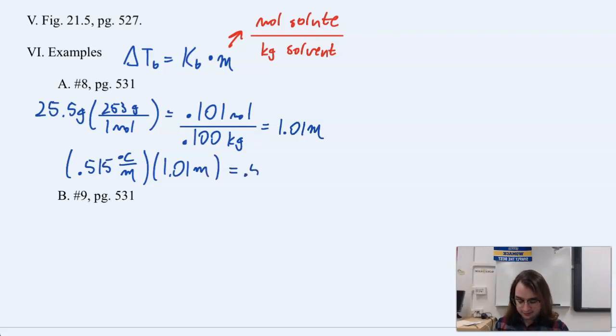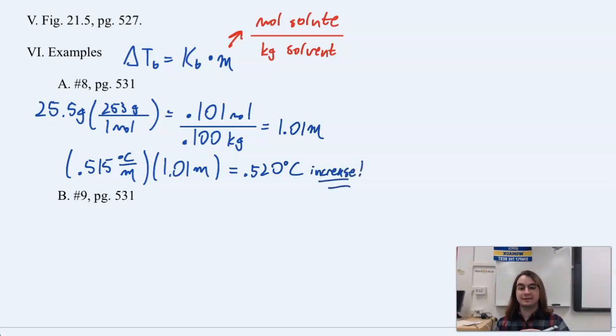Now, this 0.520 that it gives us is not the answer. It's like I said before. And it doesn't really make sense for it to be the answer. We're trying to calculate the new boiling point of water. How does water go from 100 degrees Celsius to 0.520 degrees Celsius? That doesn't make any sense. This is how much it increases by.